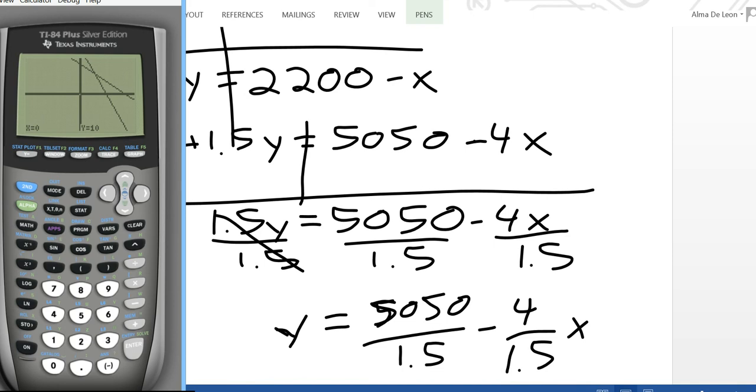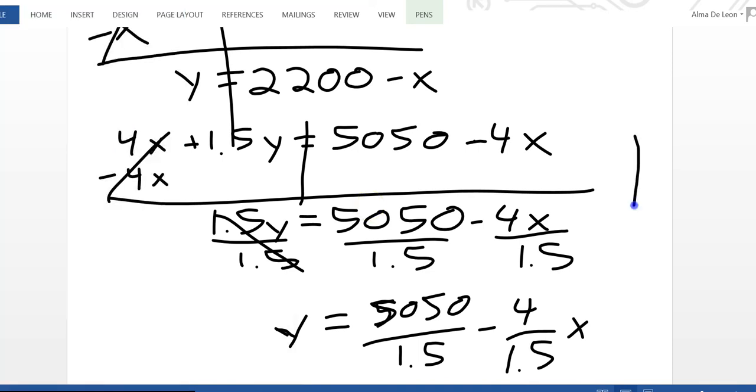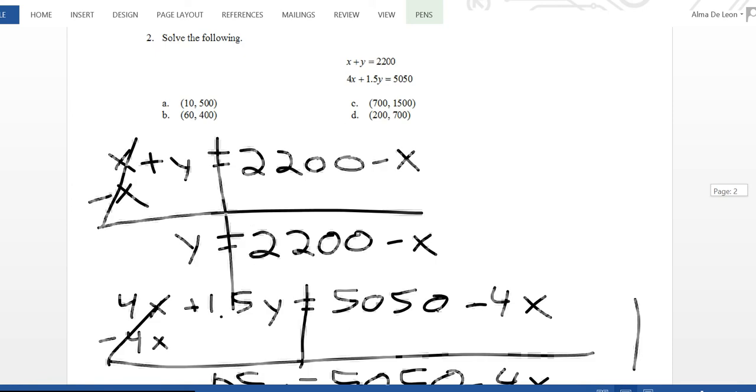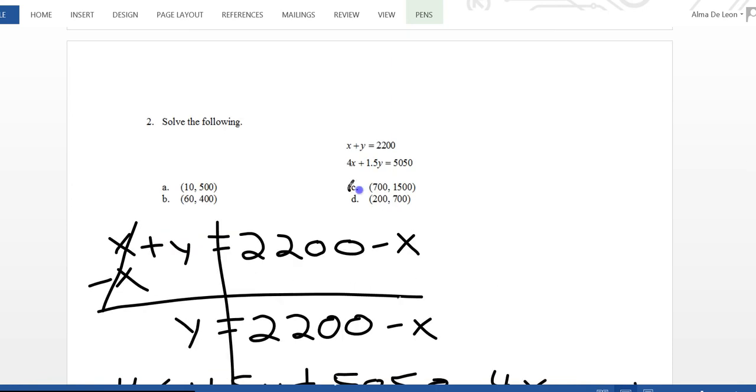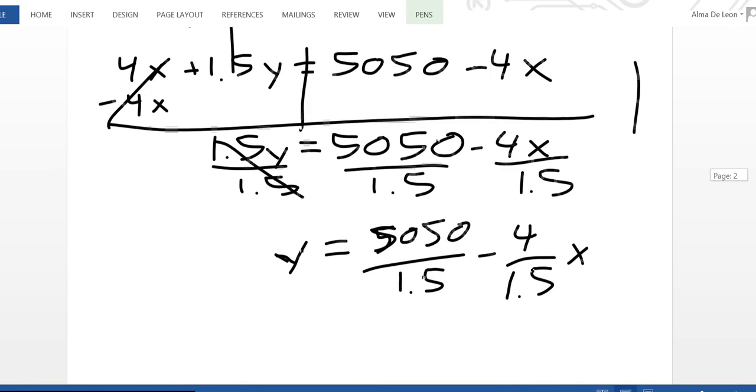So now I can do second trace number 5, and if I press enter 3 times, I see that my solution, my intersection, is at 700, 1500. So the answer here is C. The only hard part about this problem was the zooming out part. But if you understand how to do that, then this problem is actually very easy.